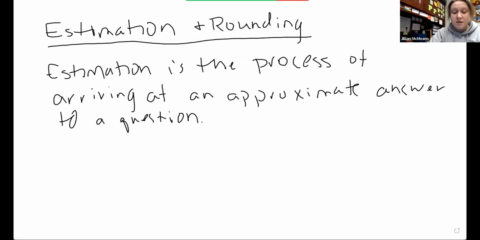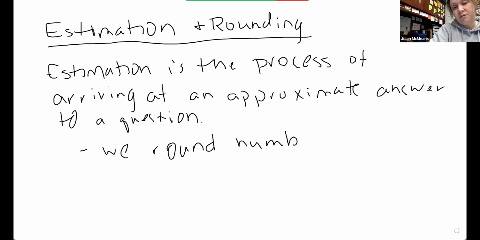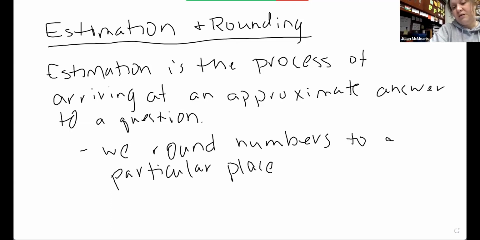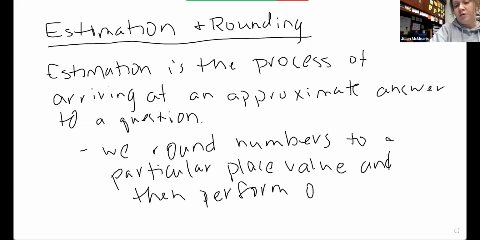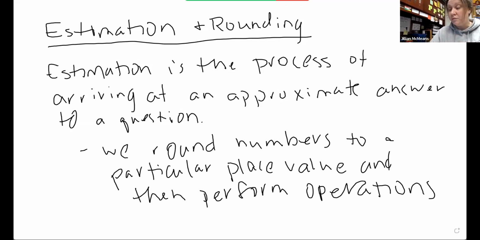Now, the way we estimate is we take numbers, round them to a particular place value first, and then we do the operation. So we round numbers to a particular place value, and then perform operations. So in math, when we talk about operations, we're talking about adding, subtracting, multiplying, dividing. Sometimes we're talking about exponents or square roots.